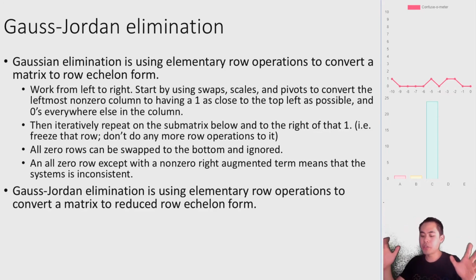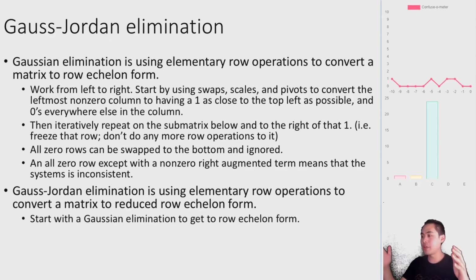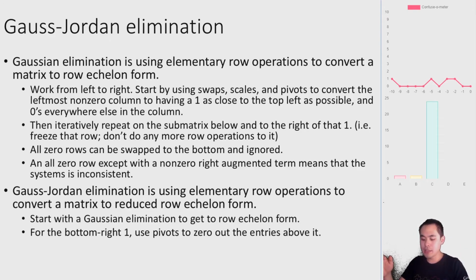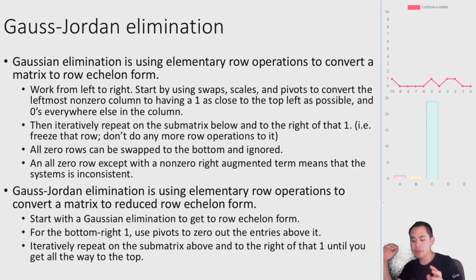And then for Gauss-Jordan elimination, you go backwards, back up. You start with Gaussian elimination to get row echelon form, and then from the bottom right, you use pivots to 0 out the entries above it. So it's basically back substitution. You take the value of the lower right variable, and then multiply that row by some value to 0 out the entries above it. Then you iteratively repeat all the way until you get to the top.